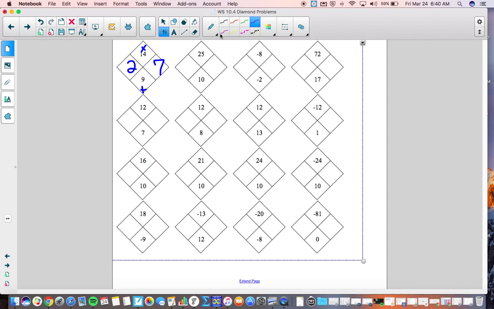Here we have a negative number. I'm going to skip this one. I have two numbers that multiply to negative 8, and then they add to negative 2.